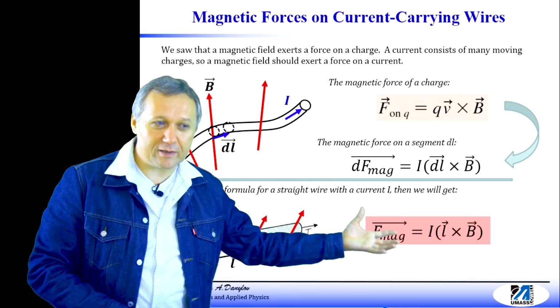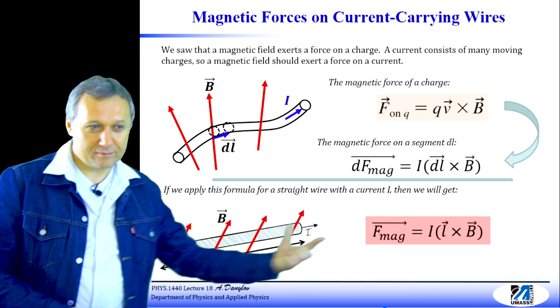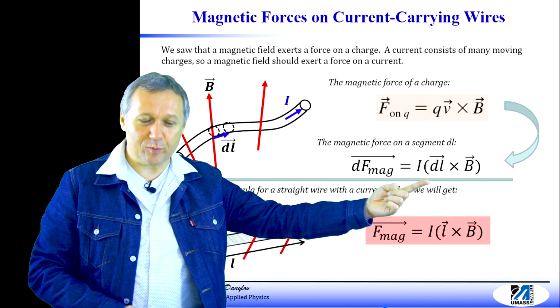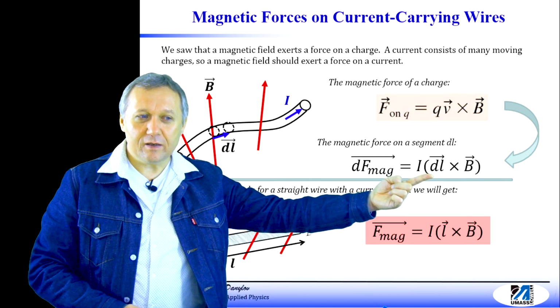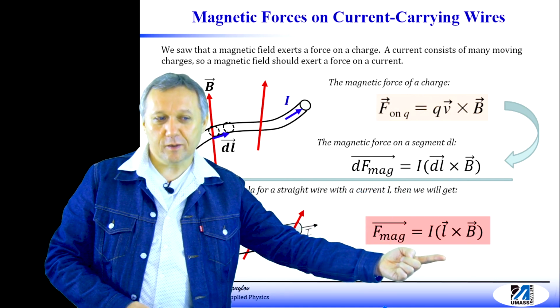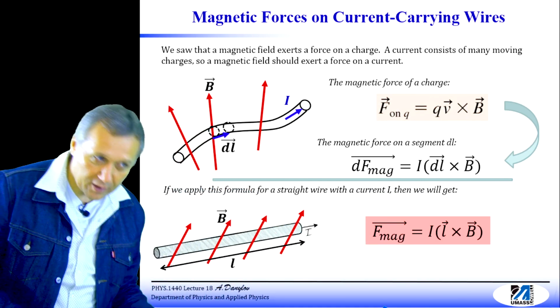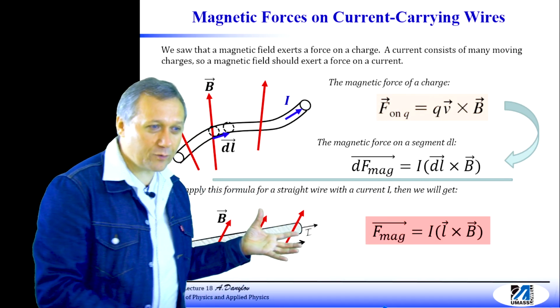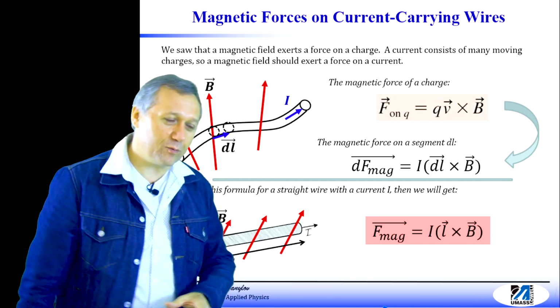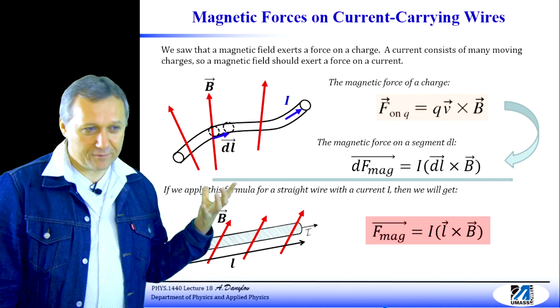As a result, you will get the net force acting on this piece of wire of length L is basically, you see the structure is almost identical. Instead of dl, we have just L. So I, L, cross B. Where L, again, direction is determined by the direction of the current, and the magnitude of L is just the length of that piece of wire which is exposed to, in this case, uniform magnetic field, right?